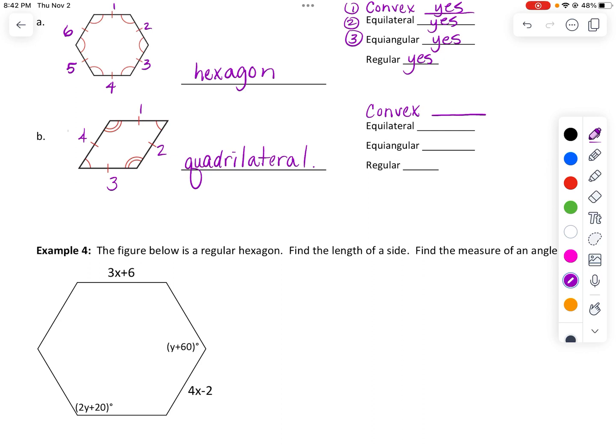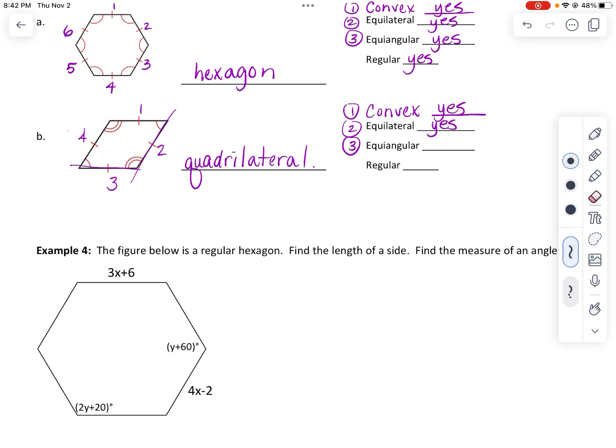All right, if we ask if it's convex, that first condition, the answer is yes. Again, it doesn't go in on itself, or as a reminder, if you trace any of the sides, you don't end up inside the shape. So yes, it's convex. For that second condition, is it equilateral? Yes, every single side has a single tick mark on it, so yes, it's equilateral. For the third test, is it equiangular? The answer would have to be no, because every angle does not have the same kind of arc mark on it. Some of them are single arc marks and some of them are double.